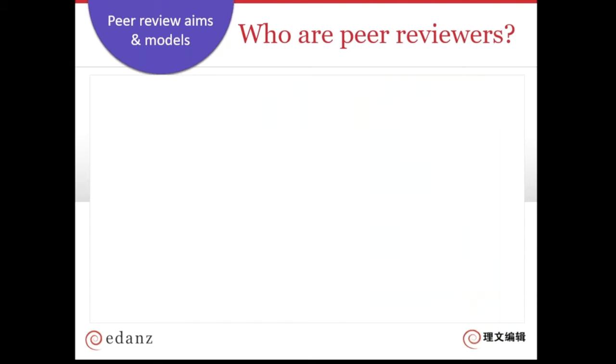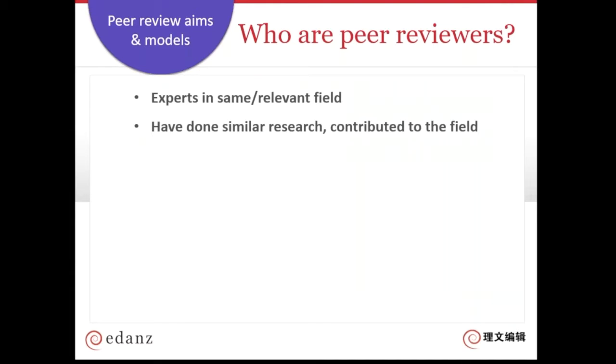So who are the peer reviewers? Now, the peer review process at journals involves the journal staff as well as external peer reviewers. These are experts in the same field. They've done similar research and they've made a contribution to the field, and they know the current literature, that's important, as well as the current techniques and methods.